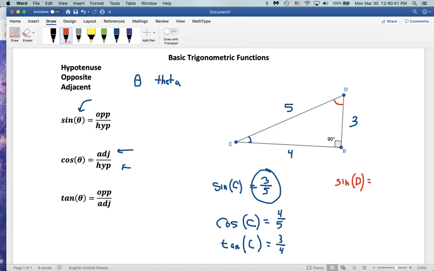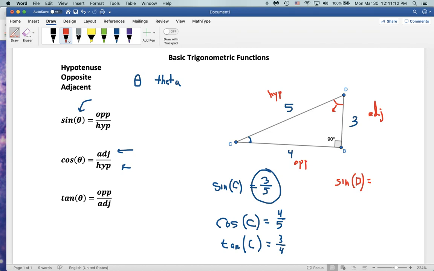If I'm looking at angle D, this is still the hypotenuse. The hypotenuse never changes. But this side here, the side length of 3, is the adjacent side because it forms this red angle here. So this side now becomes my adjacent because I'm looking at a different angle. If this is my adjacent side, then across from the right angle, if I point across to the other side, this becomes my opposite side.